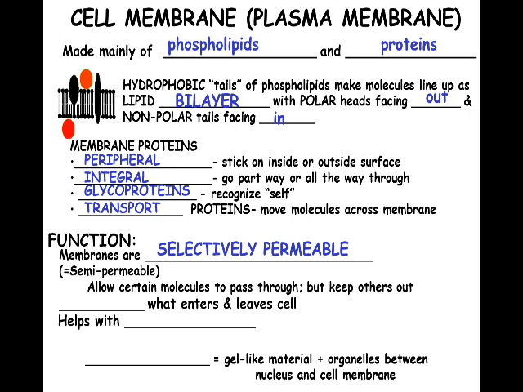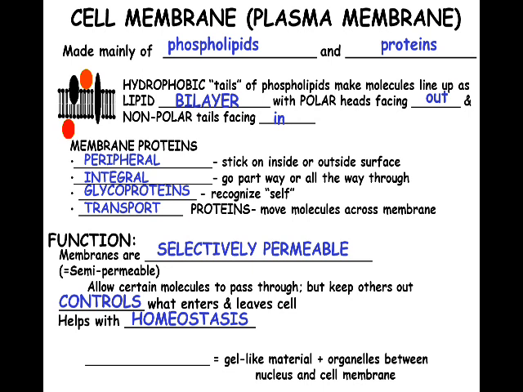And so because membranes are selectively permeable, they allow certain molecules to pass through and they keep others out. So it controls what can get in and out of the cell membrane. And that's very important to maintaining, remember our vocab word from last chapter? Maintaining homeostasis in the cell.